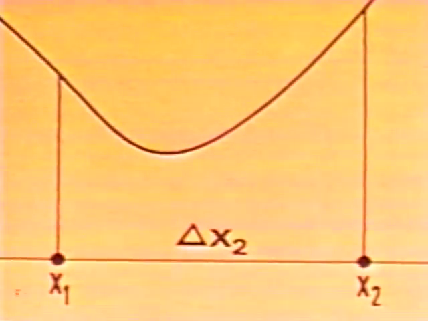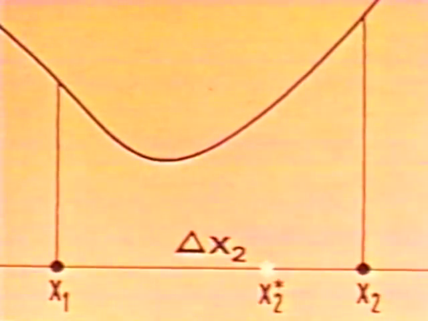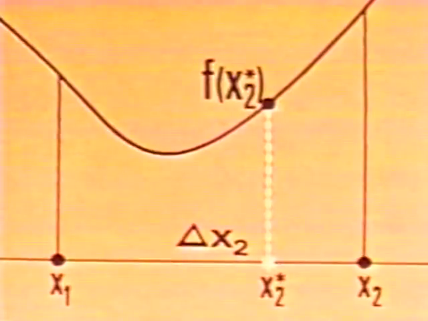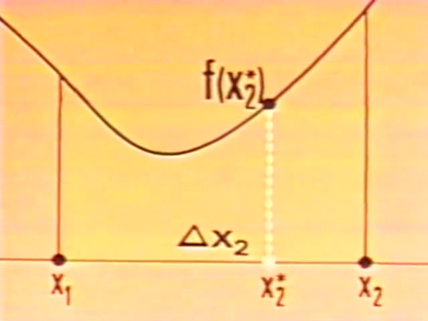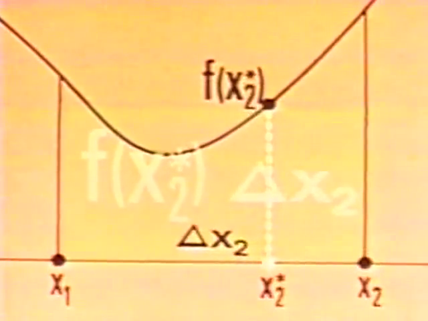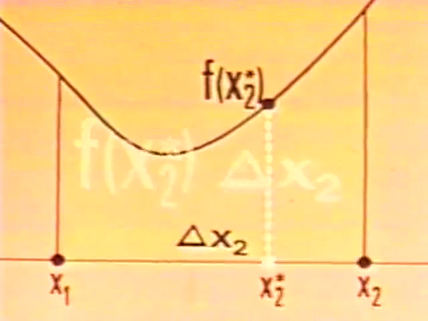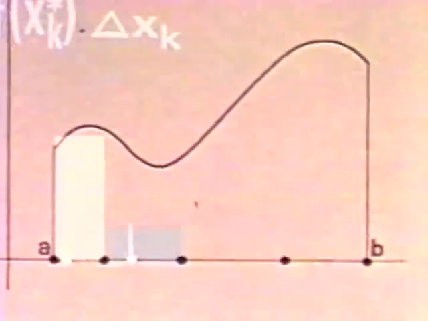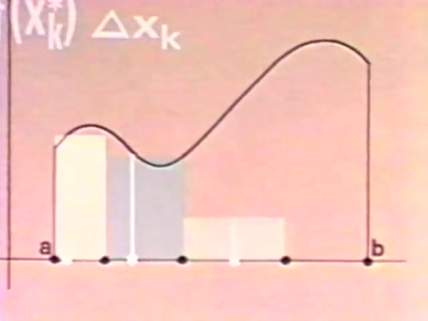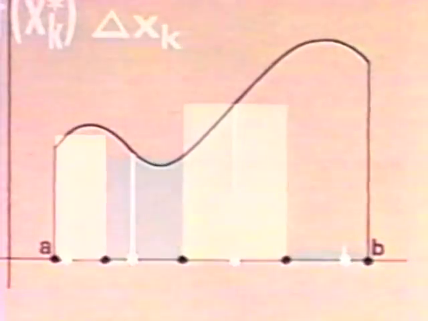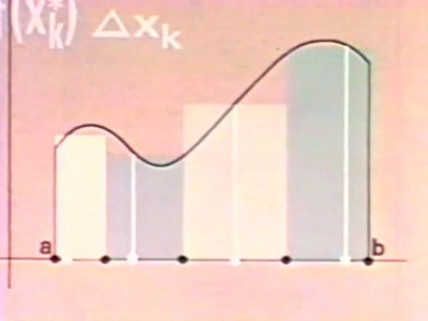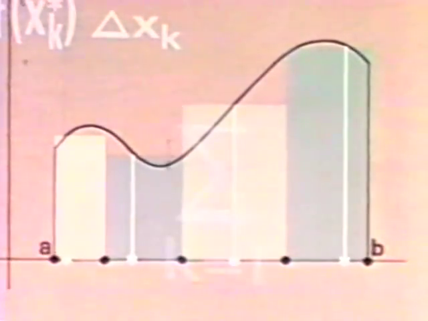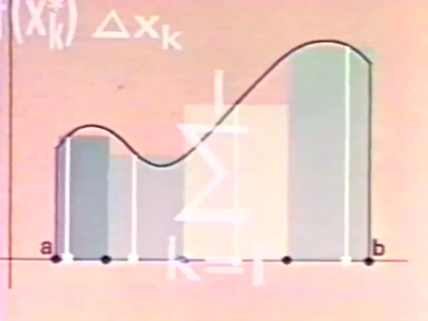Now on each subinterval we pick a point and call it a star point. Let's take the subinterval as the base and the function value at the star point as the height to form a rectangle. Its area is an approximation to the area between the graph of f and the subinterval. Such a rectangle is formed on each subinterval. The sum of their areas approximates the area under the curve.